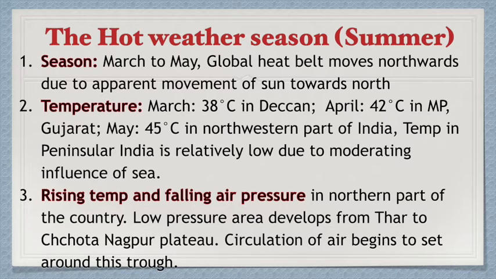Another characteristic of the summer season is rising temperature and falling air pressure. In the northern part of the country, temperature rises and air pressure decreases. Due to this, a low pressure area develops in the Chotanagpur plateau, and wind starts circulating towards this area.